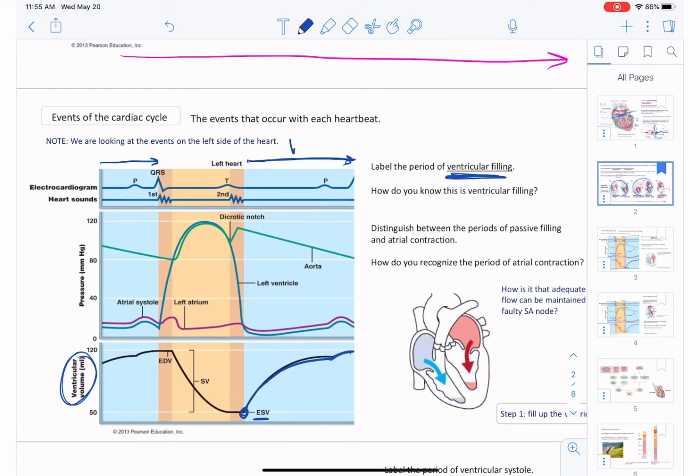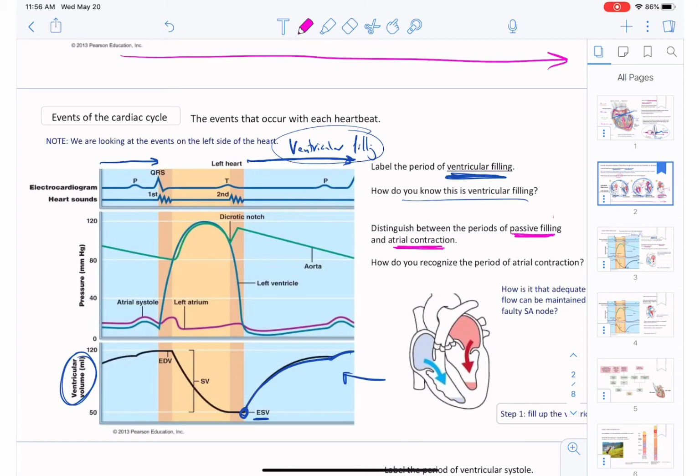is ventricular filling. And how do you know this is ventricular filling? Well, the ventricles are filling up with blood. Now, within this period of ventricular filling, there's two different phases. There's a period of passive filling and a period of atrial contraction. And let's identify both of those.